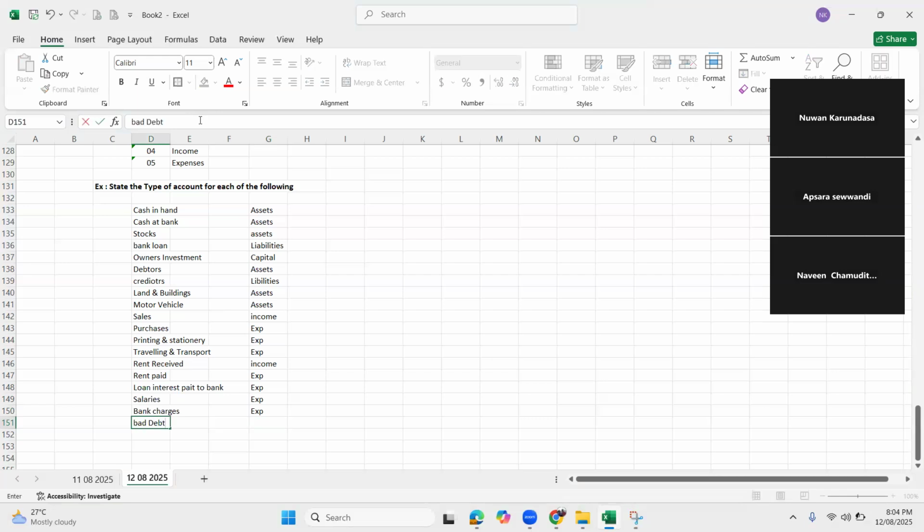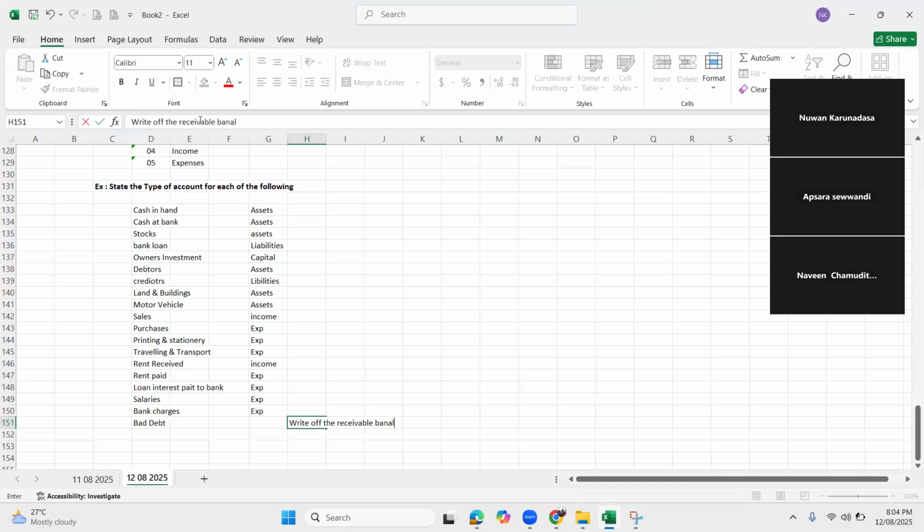Bad debt. That means we have done the credit sales, we don't recover the receivable from the debtor. We have to write off the receivable balance, we don't recover, then we write off the receivable. For us, what is it? Liability? No. Expense. Yes.